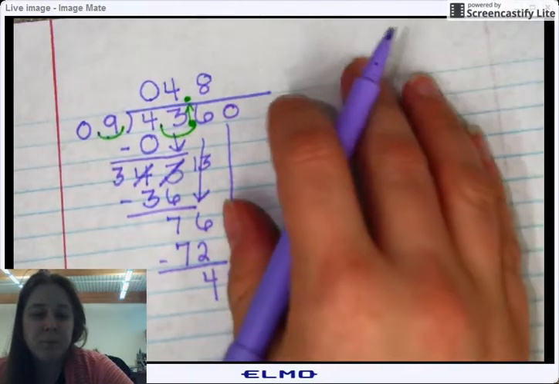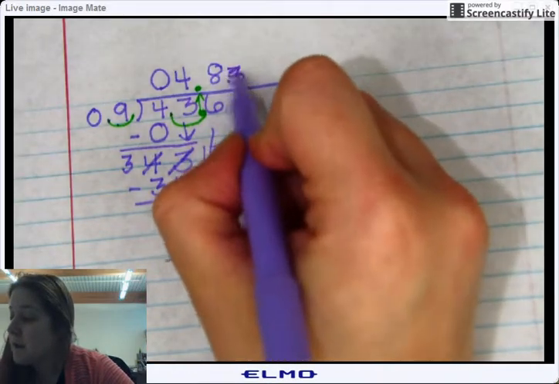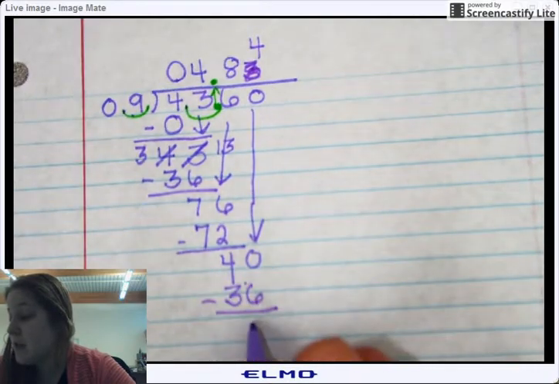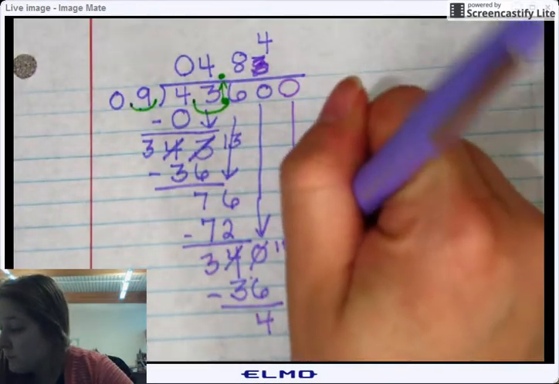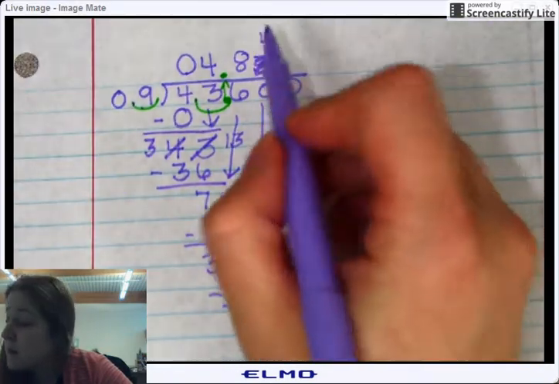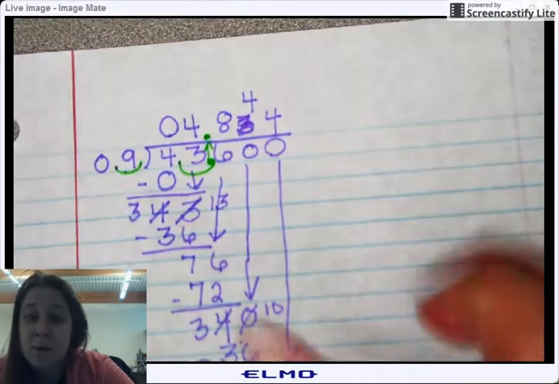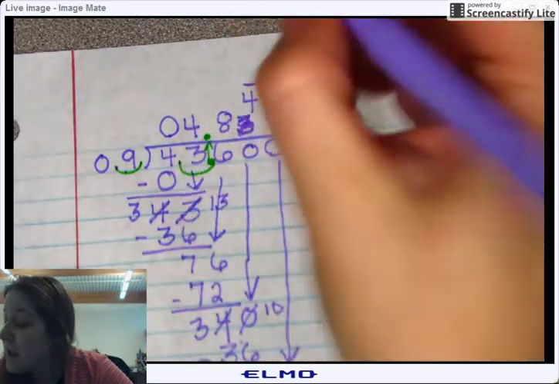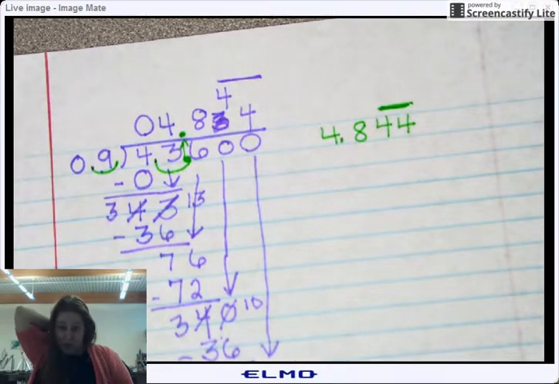How many times can 9 go into 40? 3 times, right? Sorry, 4 times. I apologize. 4 times. And that gets me 36. And I subtract. I get 4. Now if I keep adding zeros, I'm still going to get the same answer. Which means this one's going to have a constant repeating decimal. So I'm just going to put a line above the 44 because my 44 will continue to repeat. So my answer to this problem is 4.844 repeating. And the repeating sign needs to be above that.